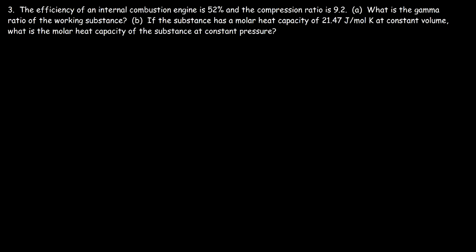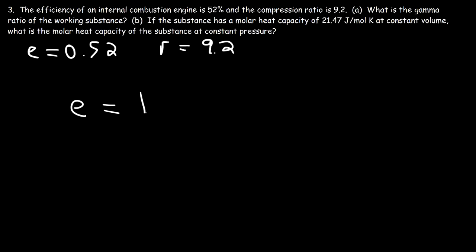Number 3. The efficiency of an internal combustion engine is 52%. So that means it's 0.52. And the compression ratio is 9.2. What is the gamma ratio of the working substance? So let's rearrange the equation, starting with this one. So we need to isolate gamma.